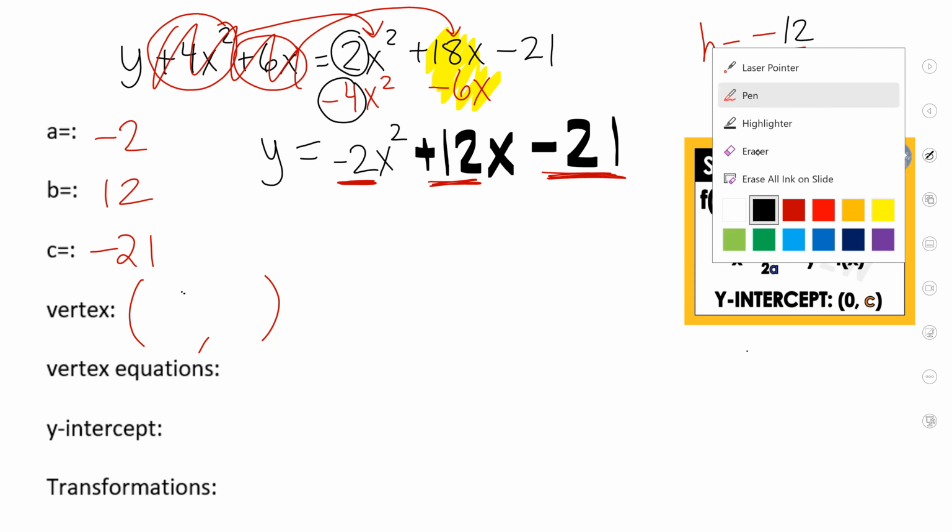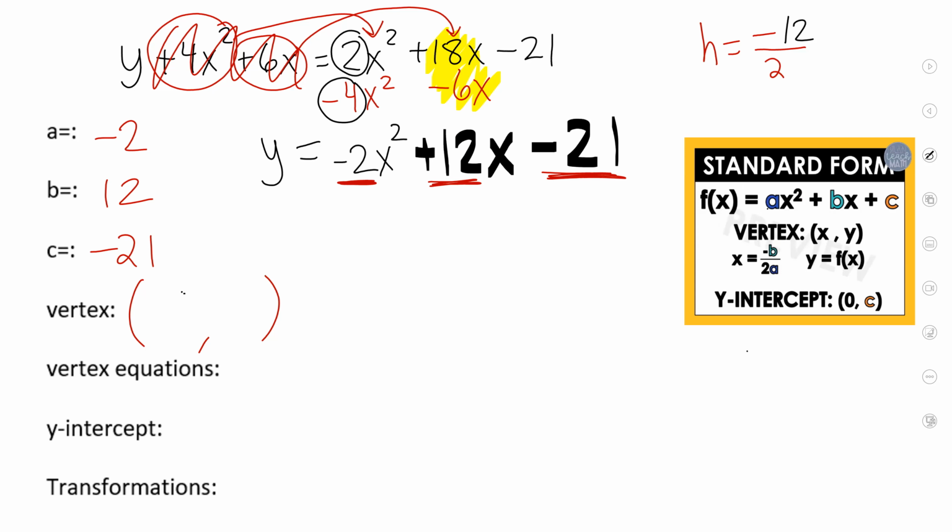Now I'm going to erase the a. And my a value was negative 2. So I'm going to put a negative 2 in there. So let's simplify this. I get negative 12 divided by, what's 2 times negative 2? Negative 4. Negative 12 divided by negative 4 is 3. So that is my h value. A negative divided by a negative is positive. So I found my first value.